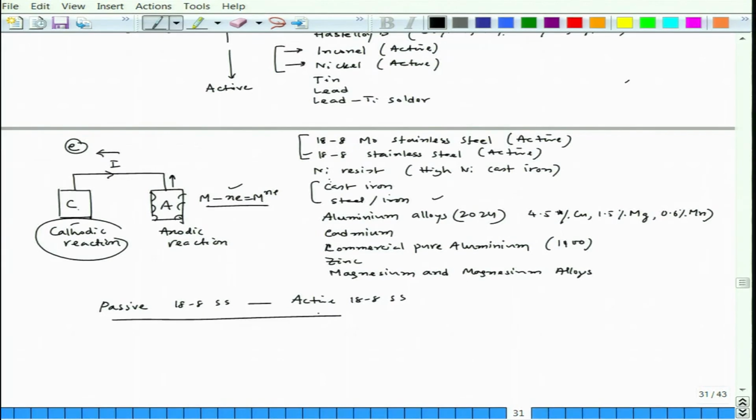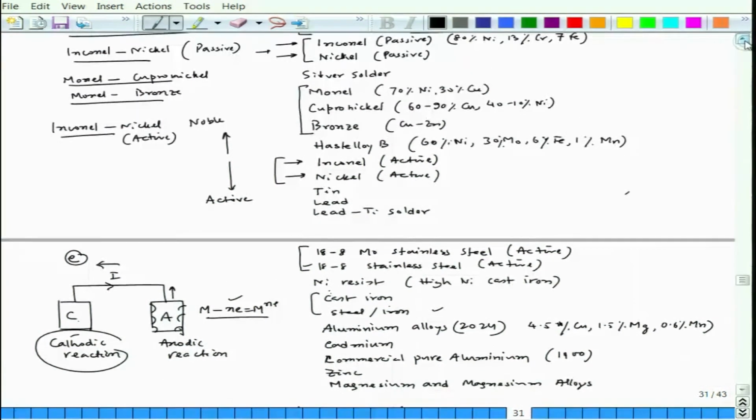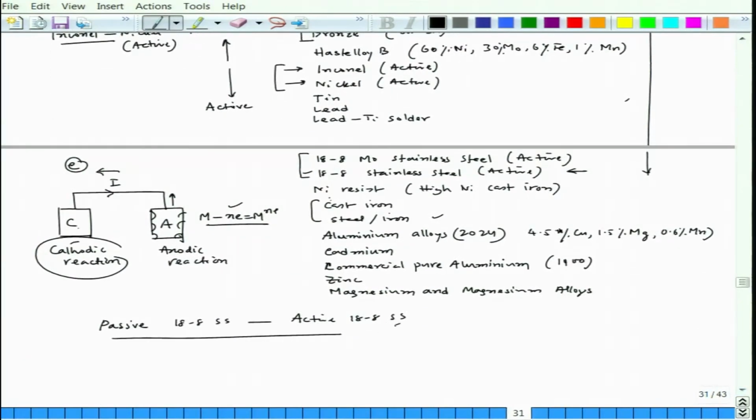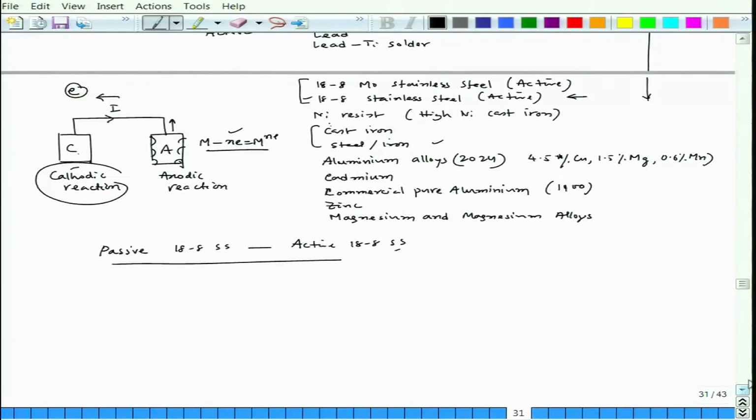The interesting part is this passive and active stainless steel. If you see here, this is staying here and here it is staying. So, they are also wide apart. So, this is the gap that exists in their position in the galvanic series. So, that time even though it is a stainless steel, but it is active, then it will go for huge corrosion. Now, what do you mean by active and passive?